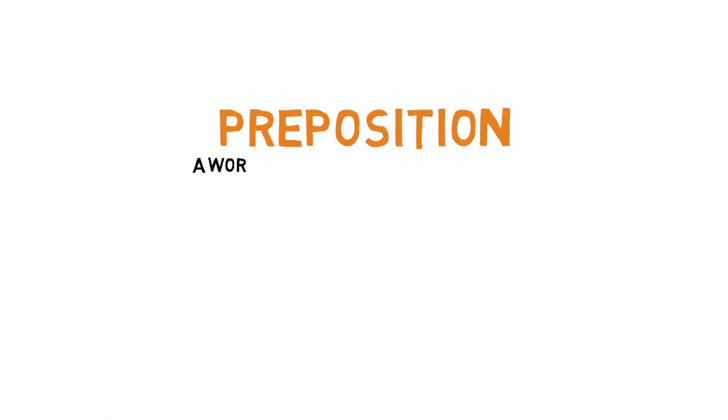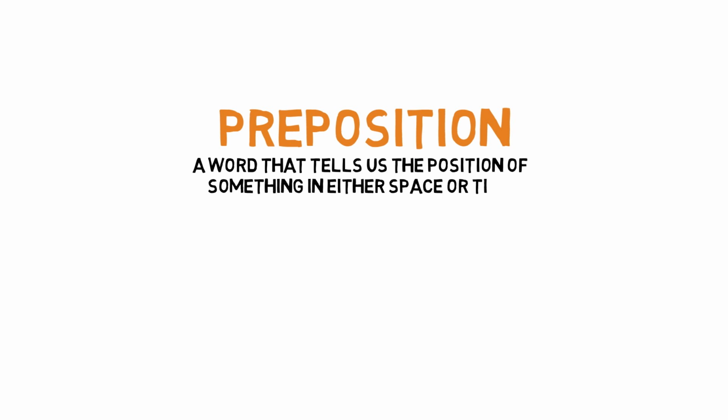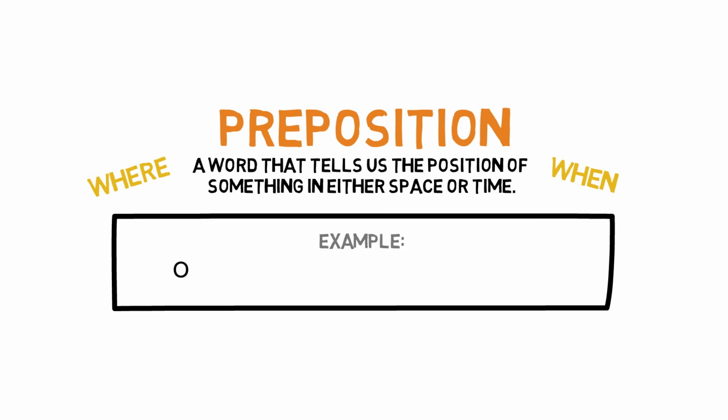Okay, so moving on to prepositions then. A preposition is a word that tells us the position of something in either space or time. So, a preposition can tell us 2 things: where something is or when something is happening. Here's a new example. On Tuesday, I kicked the ball over the fence. What we need to look for are the words that tell us where something is or when something happened. So we're told when with on Tuesday, and we're told that the ball was kicked over the fence, which means that on and over are the prepositions in this sentence.